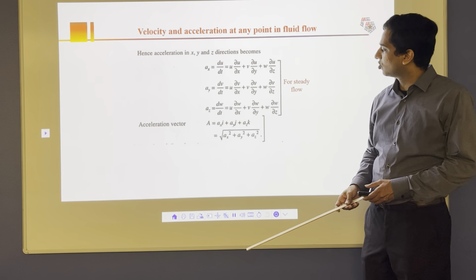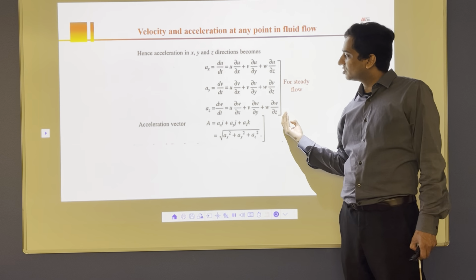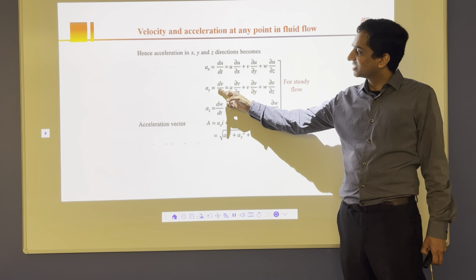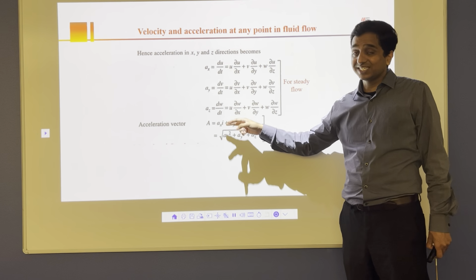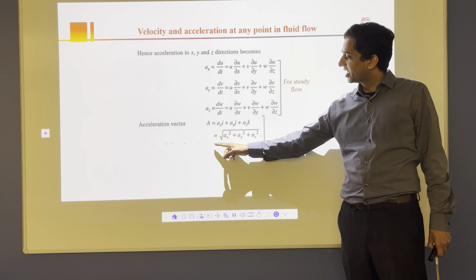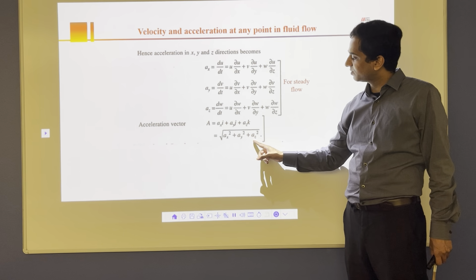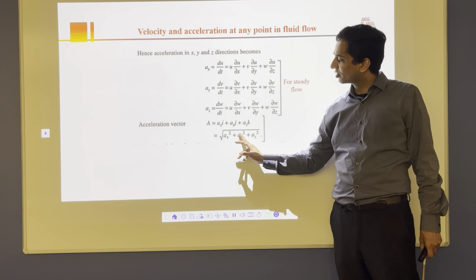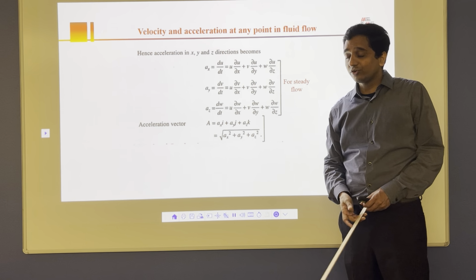If it is a steady flow, in that case you can use this equation to calculate ax, ay and az, and once you have these accelerations in all directions, you can use this equation, acceleration as ax square plus ay square plus az square, and collectively you can find out the magnitude of that acceleration.